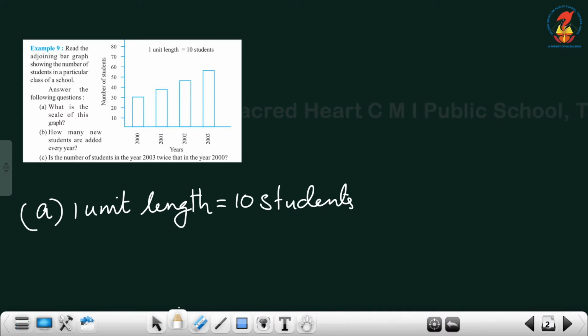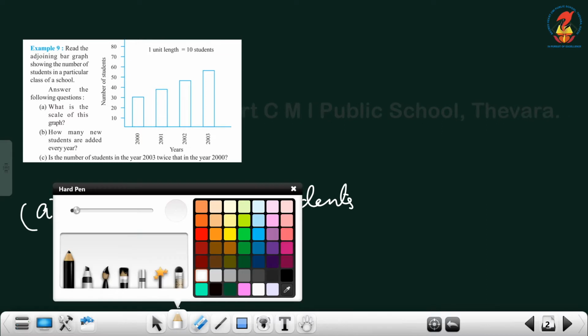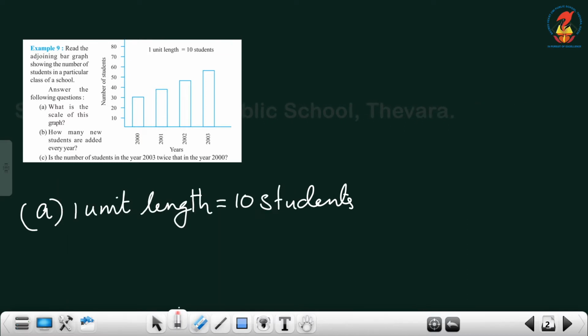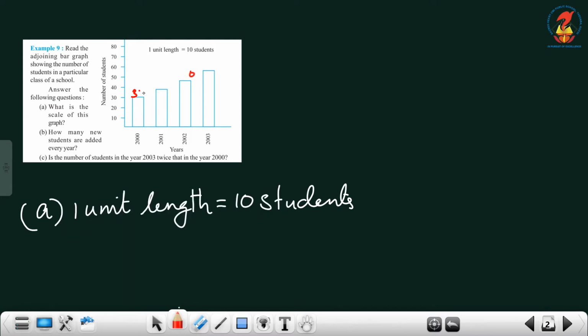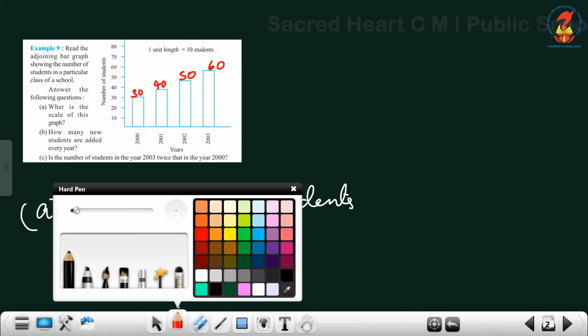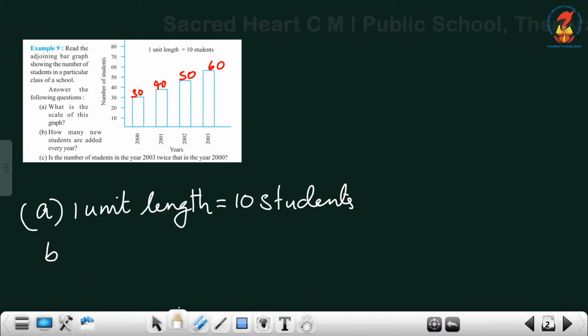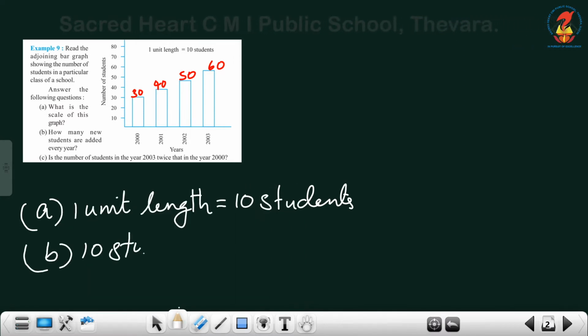Second question, how many new students are added every year? First year 30, that means 2000. What about 2001? 40. What is the difference between 30 and 40? 10. What about 2002? 50. Next, 30, 40, 50, 60. So, how many students are added every year? It is clear, it is 10 students. 10 students are added every year.